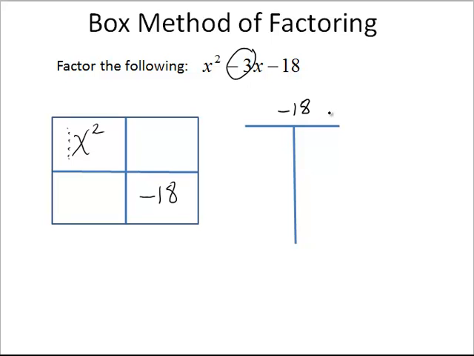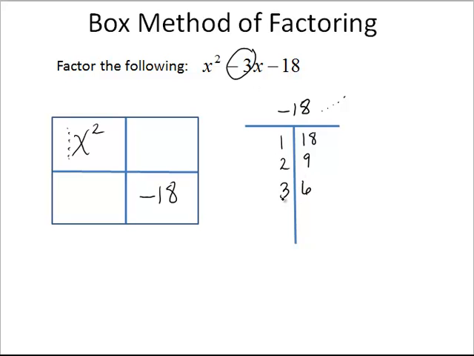Looking at this, we don't need to worry about positives and negatives. We'll worry about that in a minute. First, let's just write out all the factors that, when multiplied, will give us just 18. We have 1 times 18 gives us 18. We have 2 times 9, which will give us 18. And we have 3 times 6, which will also give us 18. I don't think there are any more combinations.